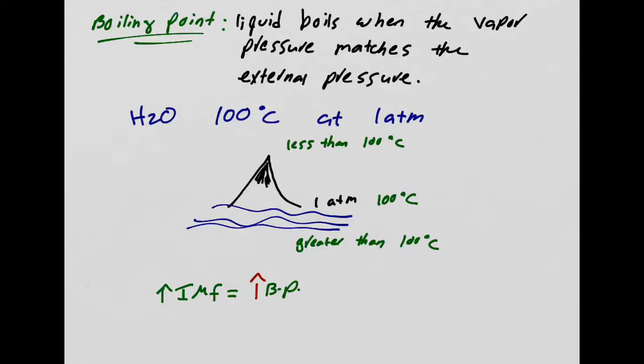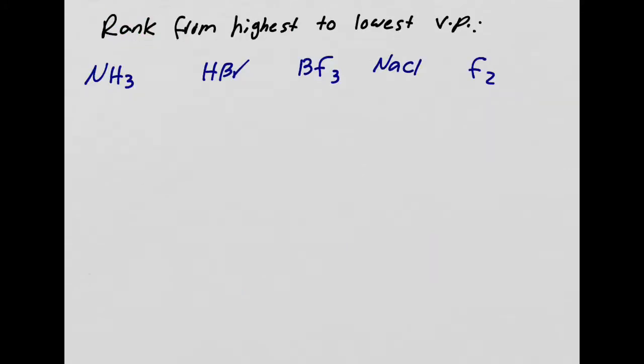Let's do a practice problem. And then after that, I want to quickly talk about one thing about your lab that might help you out. Here is our practice problem, ranking from the highest to lowest vapor pressure. Now remember, vapor pressure, boiling point, all these properties have to do with intermolecular forces. So before we do it, we need to figure out what type of intermolecular force they have, rank them based on the intermolecular forces, and then we'll go based on the vapor pressure. So let's figure out IMF first.